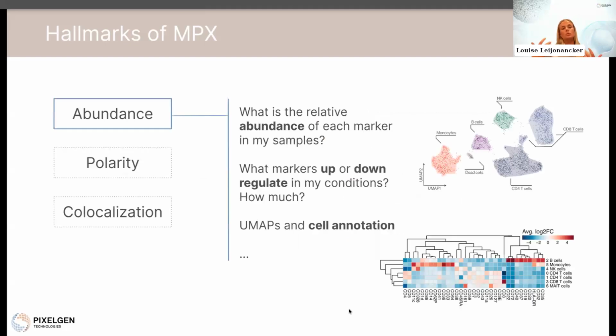So when it comes to protein abundance, you can start to ask questions like, what is the relative abundance of each marker in my samples? What markers up or down regulate in my conditions? How much, to what extent? But also do more traditional UMAPs and cell annotation. And if you want to do immunomonitoring and see how frequencies change within populations, those are some of the things that you can do with the abundance.